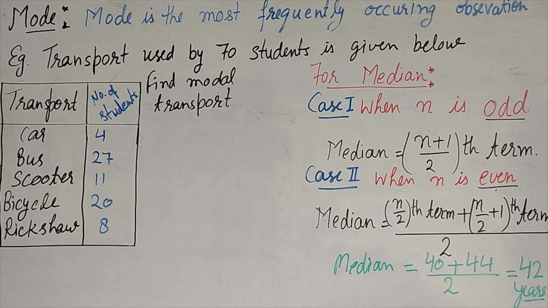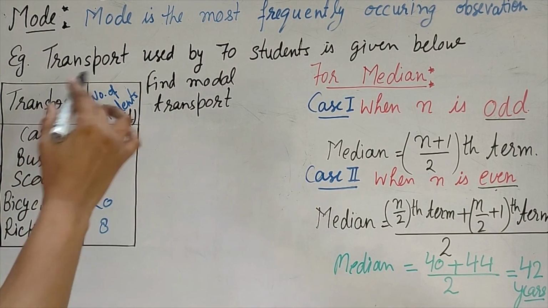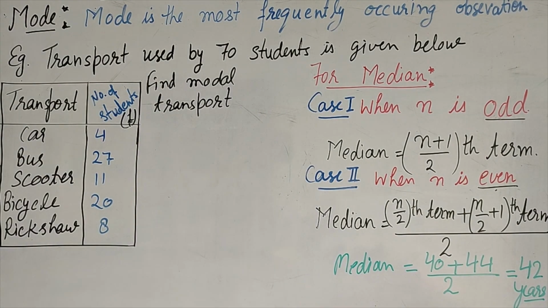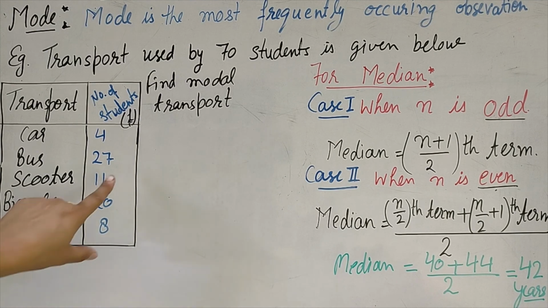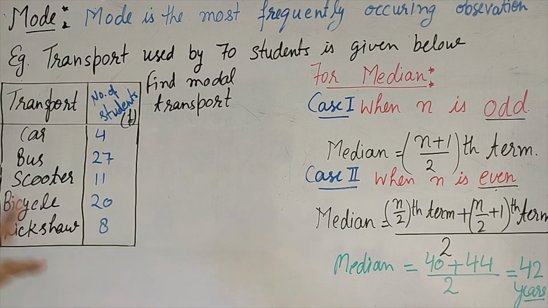Okay, let me take one more example, in case frequency is given in the question, like this: transport used by 70 students is given below. 4 students use a car, 27 use a bus to go to school or somewhere, 11 students are using a scooter, 20 are using a bicycle and 8 are using a rickshaw. Now the question is, find the modal transport. Sometimes it is written as model also. Modal transport means the transport used by the maximum number of students.